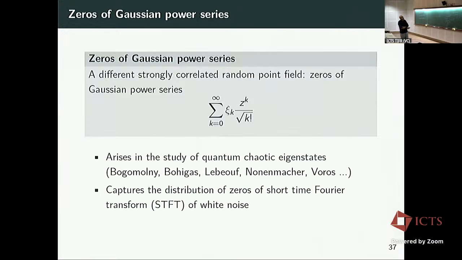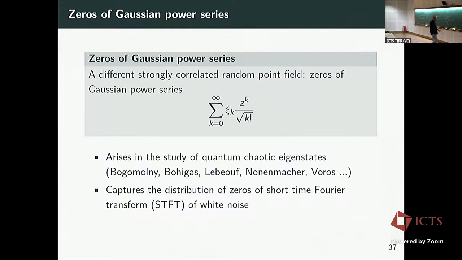But it arises in the study of quantum chaotic eigenstates, and the key names there are the French School of Physics: Bogomolny, Bohigas, Leboeuf, Nonnenmacher, Voros, etc. And in the context of signal processing, it captures the distribution of the zeros of the short time Fourier transform of white noise.